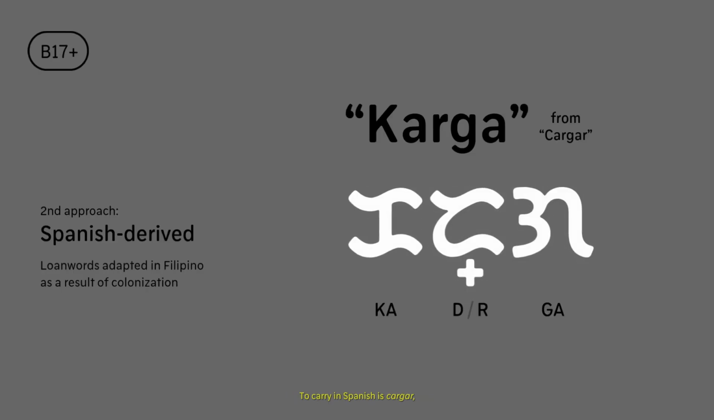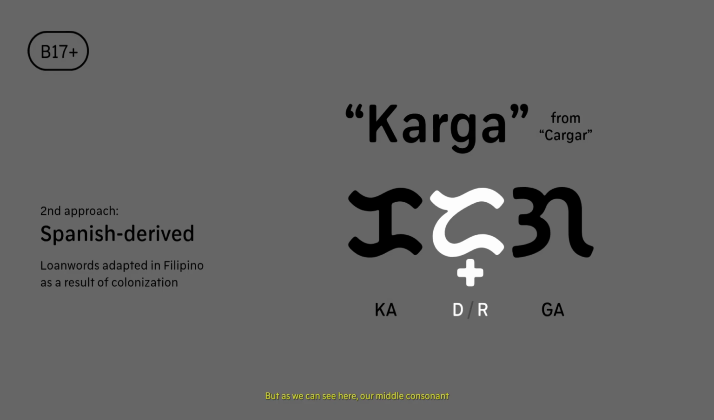To carry in Spanish is cargar, which in Filipino is transformed to karga, spelled with a K and dropping the ending R. The cruscudlit is used to spell the middle consonant. But as we can see here, our middle consonant can serve as both D and R, which used to be interchangeable sounds in the native tongue.